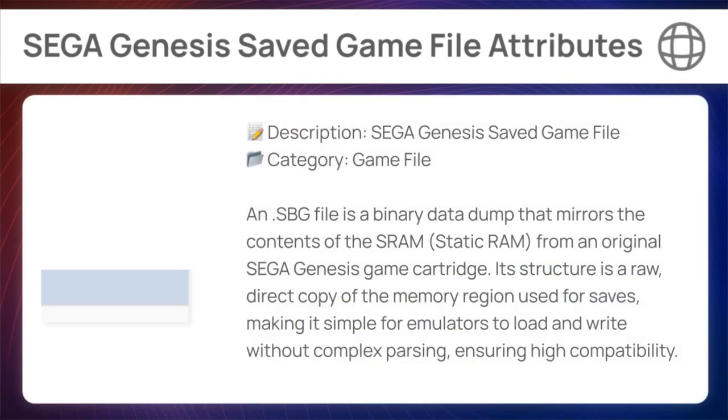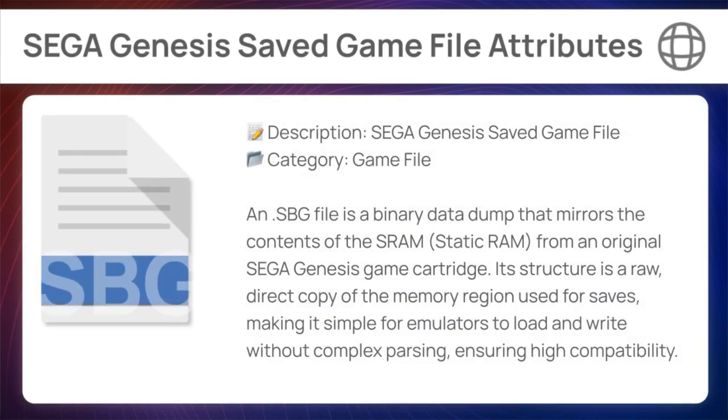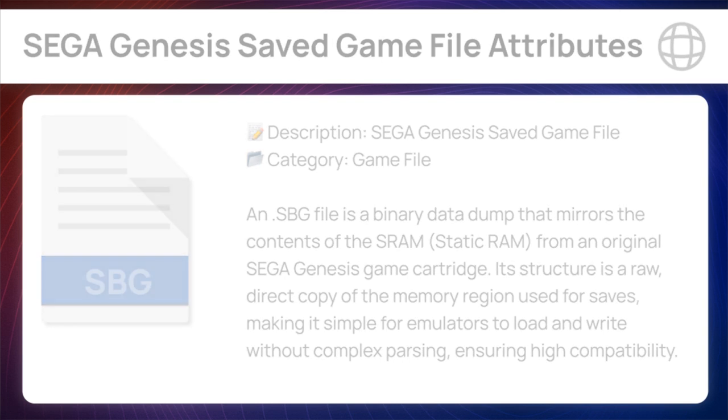An SBG file is a binary data dump that mirrors the contents of the SRAM, static RAM, from an original SEGA Genesis game cartridge. Its structure is a raw, direct copy of the memory region used for saves, making it simple for emulators to load and write without complex parsing, ensuring high compatibility.